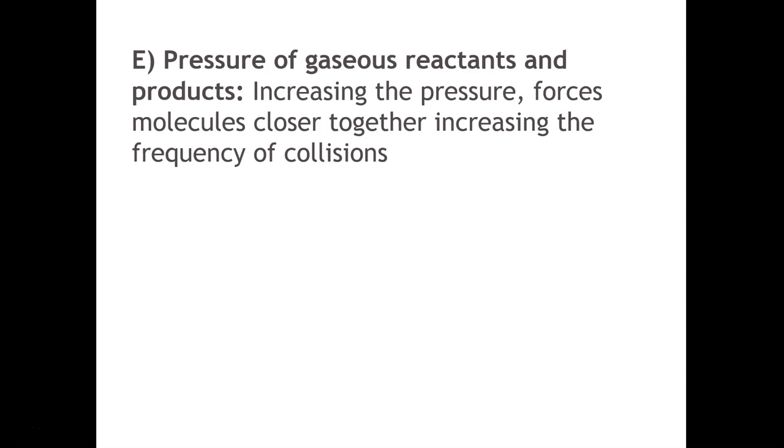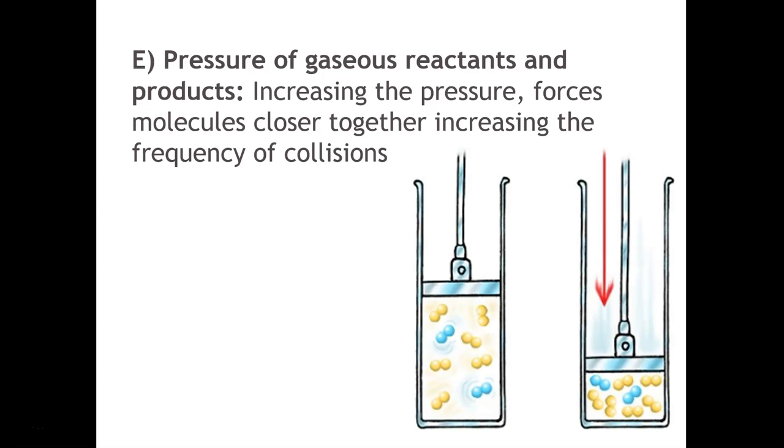And the final thing that we're going to talk about is the pressure of gaseous reactants. Increasing the pressure forces molecules together, and that means there will be more collisions. So if this plunger is pushed down on the right, these molecules in there are going to collide much quicker, and they don't have as much room to float around. If you think back to the bumper car scenario, our bumper cars would be in a much smaller area. There's going to be more collisions, and therefore there's going to be a higher rate of reaction.